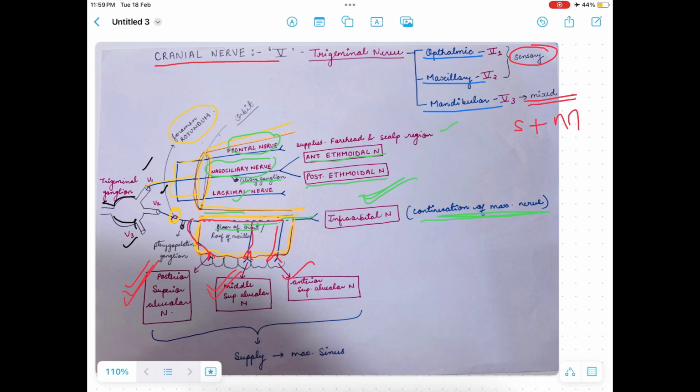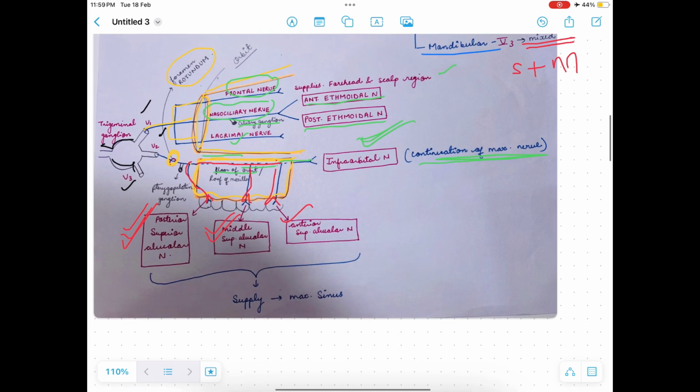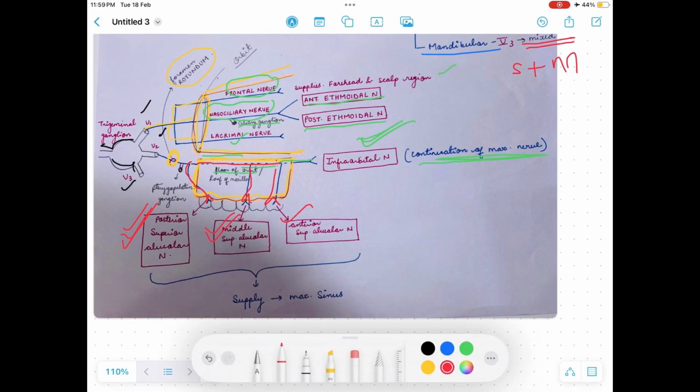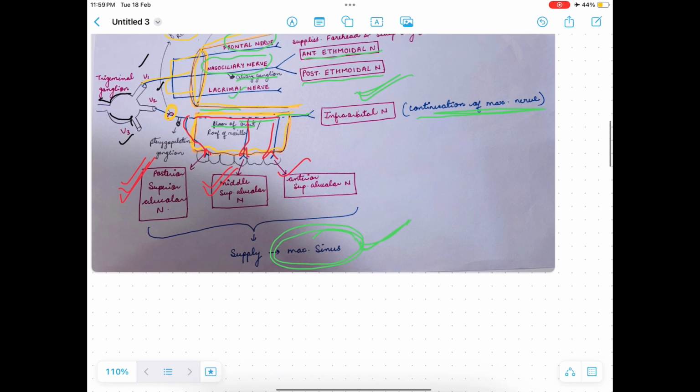Okay students? And all these three branches of maxillary nerve, that is posterior superior alveolar, middle superior alveolar and the anterior superior alveolar, they supply the maxillary sinus. They supply the maxillary sinus.